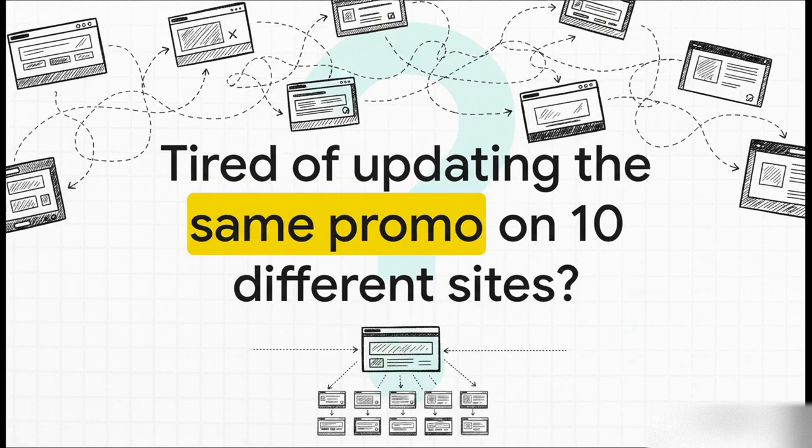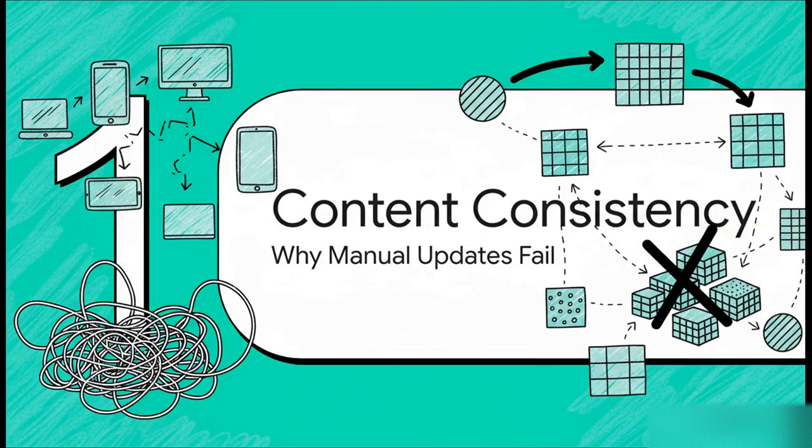Does this sound familiar? You've got a big seasonal promotion coming up. You've spent ages getting that banner on your homepage looking just right, and then that sinking feeling hits. You remember you have to do the exact same tedious update on 9 other country sites, or maybe a dozen different landing pages. It's painful, right? You know, this isn't just a minor annoyance. It's a huge scalability issue. It's what we call the content consistency problem.